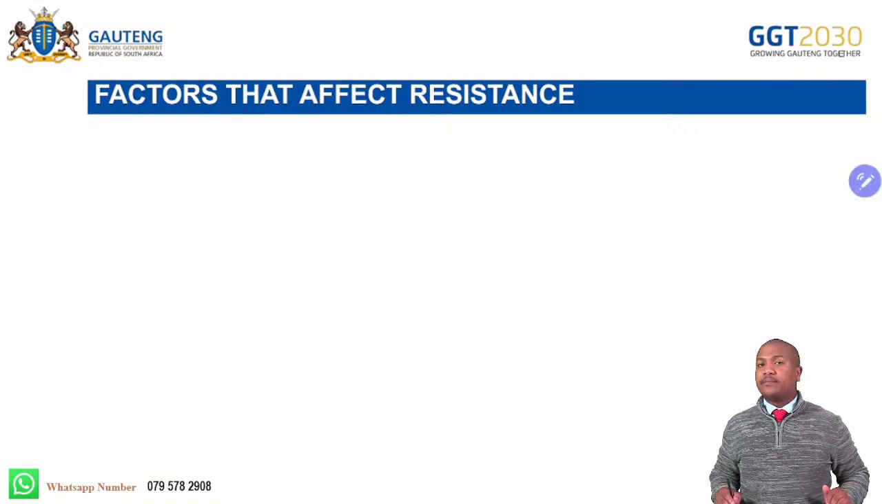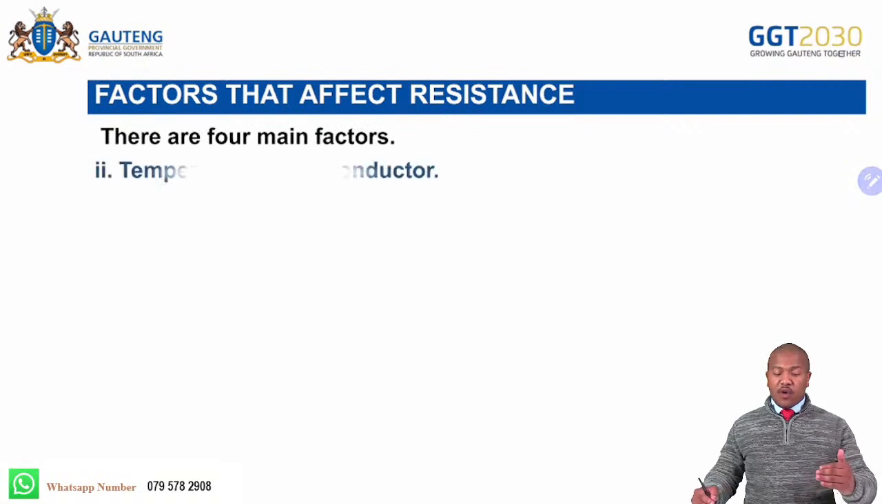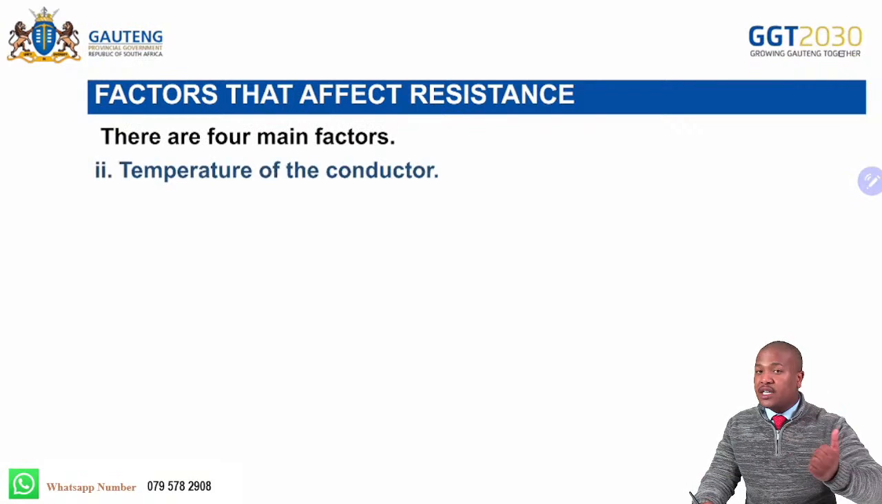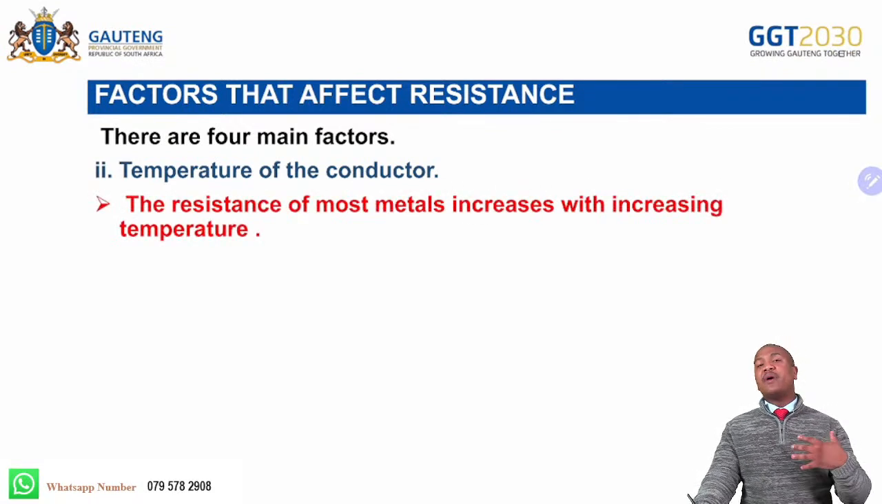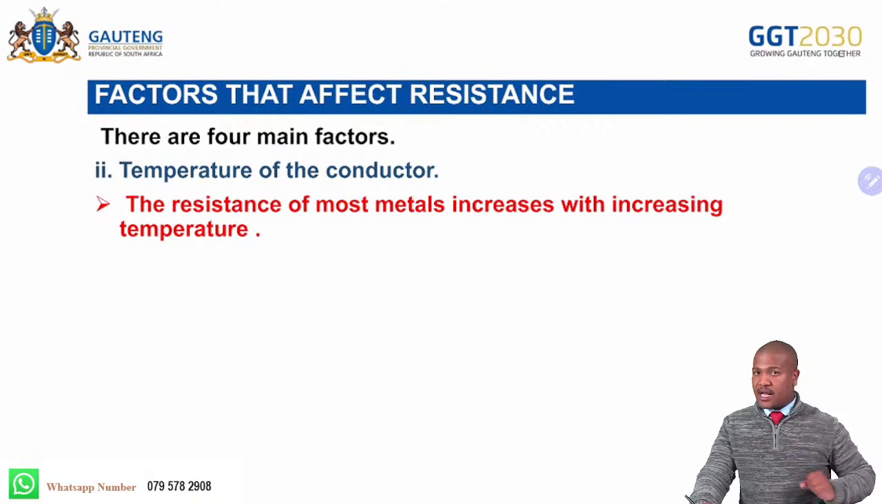The following one is temperature of the conductor, how hot or cold the conductor is, right? So this is how. The resistance of most metals increases with increasing temperature. So meaning, the higher the temperature, the higher the resistance.